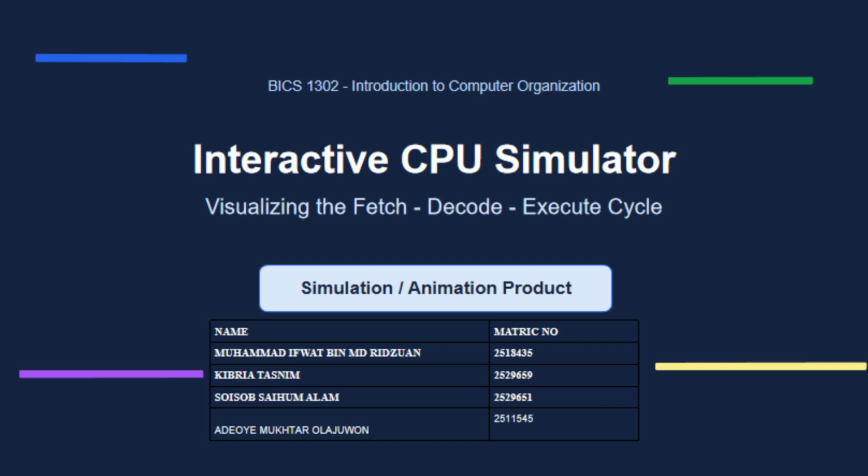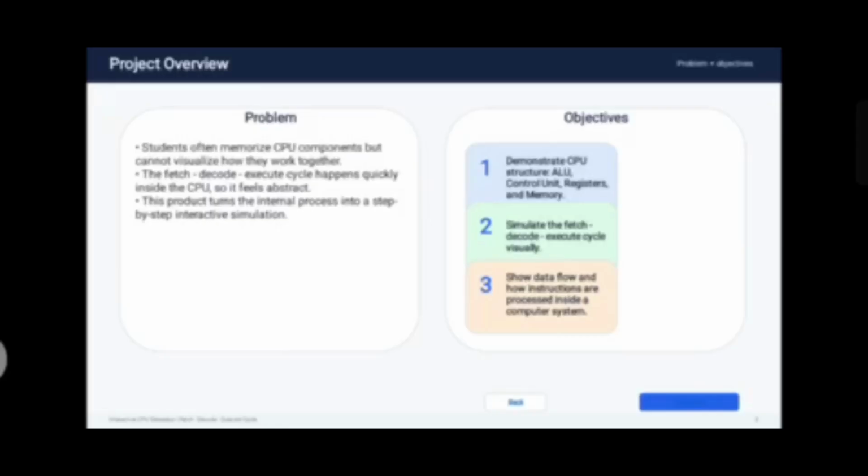Today our group will present our project titled Interactive CPU Simulator: Visualizing Fetch Decode Execute Cycle. This project is about helping students understand how the CPU works inside a computer system. Many students know that the CPU is the brain of the computer, but they may find it difficult to imagine what happens inside the CPU when instructions are processed.